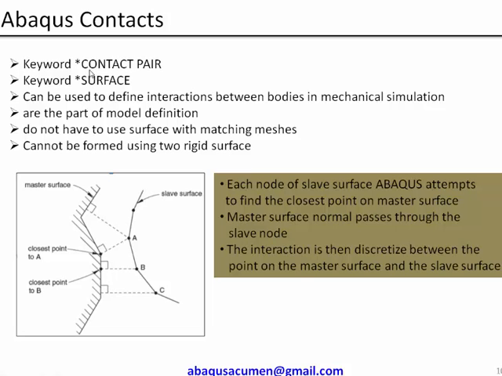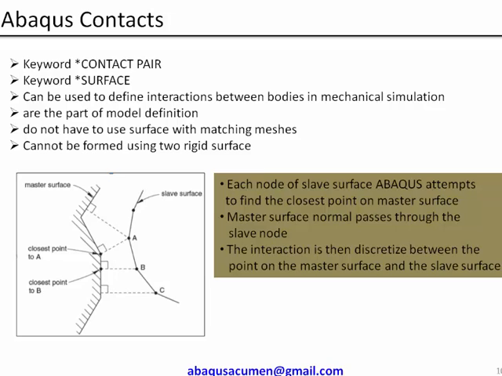In Abaqus, the contact keyword is *contact pair. Once you define a *contact pair, Abaqus understands there is contact in the problem, and you want to have a slave surface and a master surface. Along with the contact pair you define a surface which is the slave and a master surface. Based on this keyword, it will understand there is an interaction between the two bodies in the mechanical simulation.